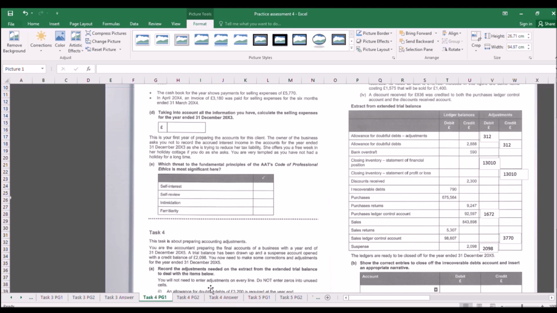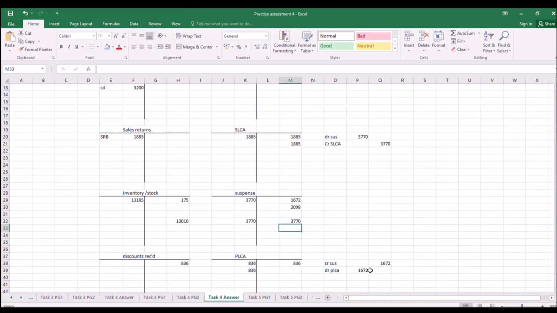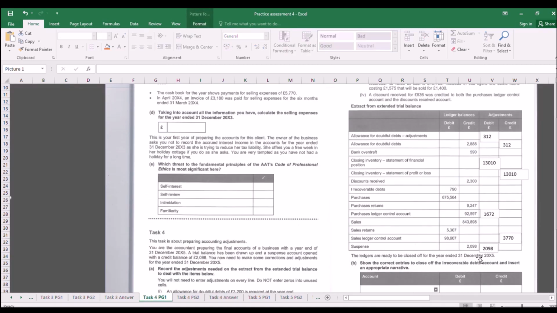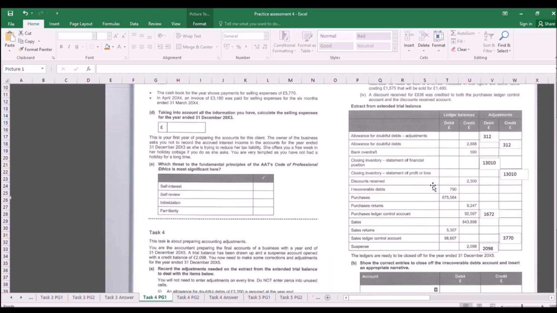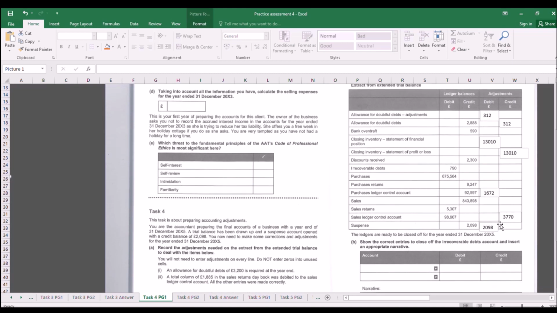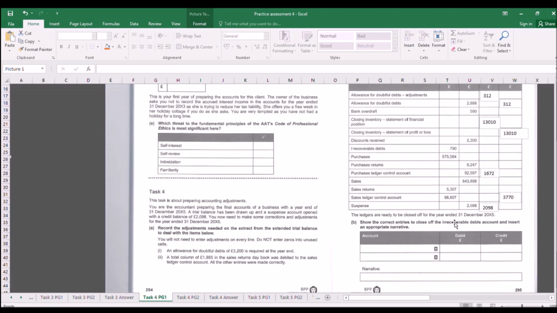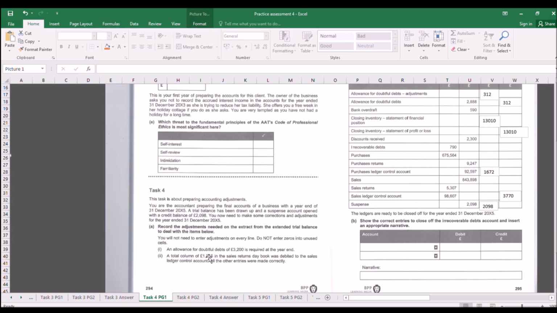Let's just go back. I think that is right, isn't it? Yeah, we debited the purchase ledger control account 1672. We credited in net our suspense account 2098. So that's that, and that looks to be the end of that question. Great. Just check, so that would be the net. I don't know whether we are supposed to put it in a net, or whether we are supposed to put them in totals. Go back and just check this.